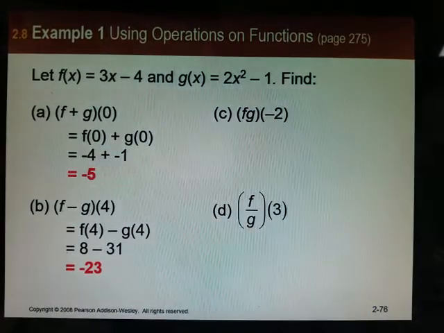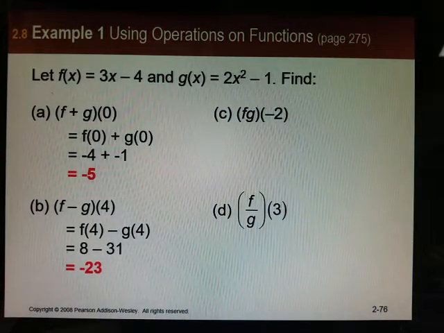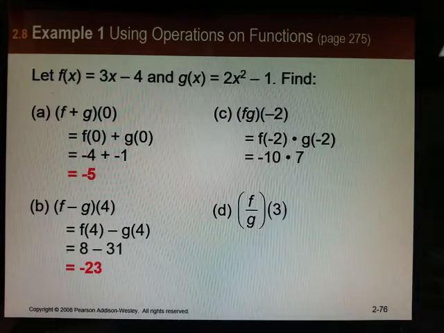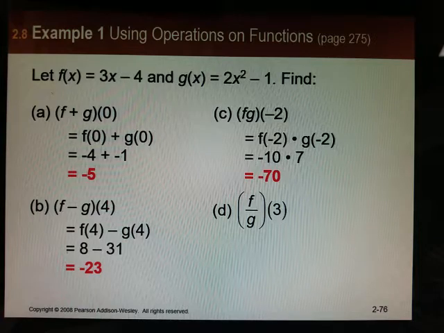See, problem C is asking me to multiply my two functions. So I need f of negative 2 times g of negative 2. I plug those in, and my answer would be negative 70. And again, you guys can pause these notes, and you can write stuff out, write your little notes, whatever you need to do on your PowerPoints.